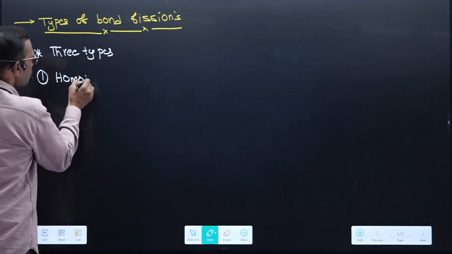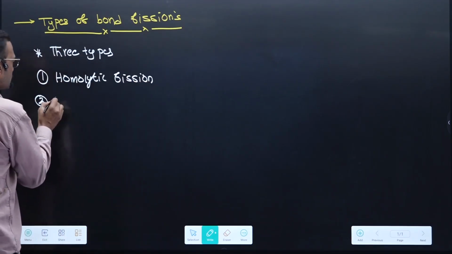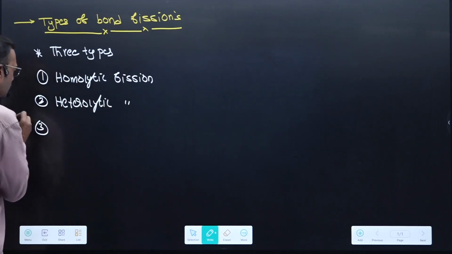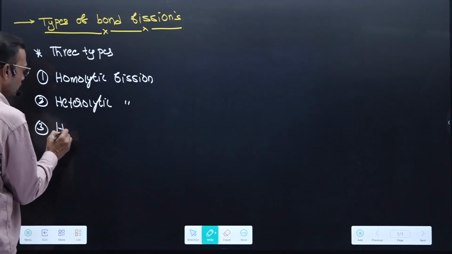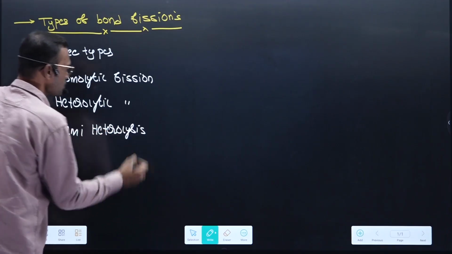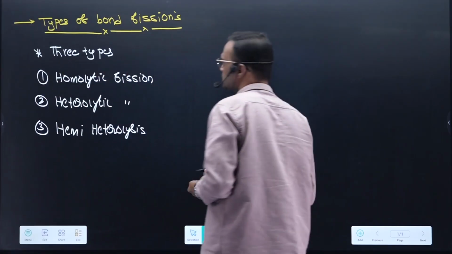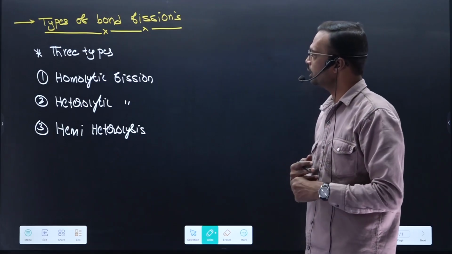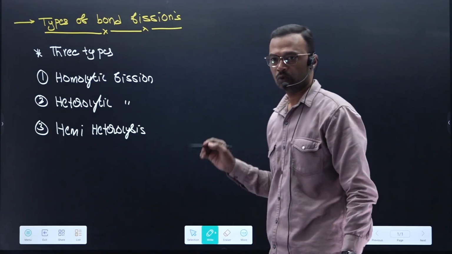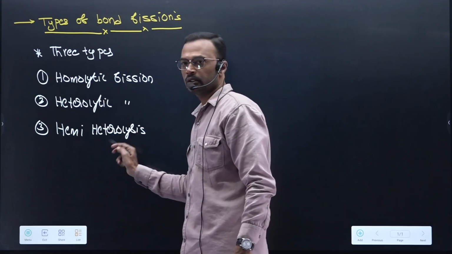The first one is homolytic fission. The second one is heterolytic fission. The third one is hemi-heterolysis, also called semi-heterolysis. So bond fissions are classified into 3 types: homolytic fission, heterolytic fission, and hemi-heterolysis. It is a mixture of homo and hetero, and that's why it is called hemi-heterolysis.